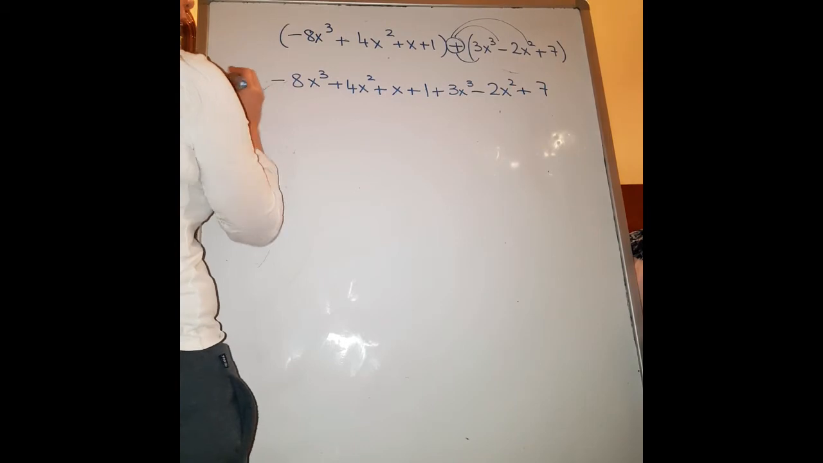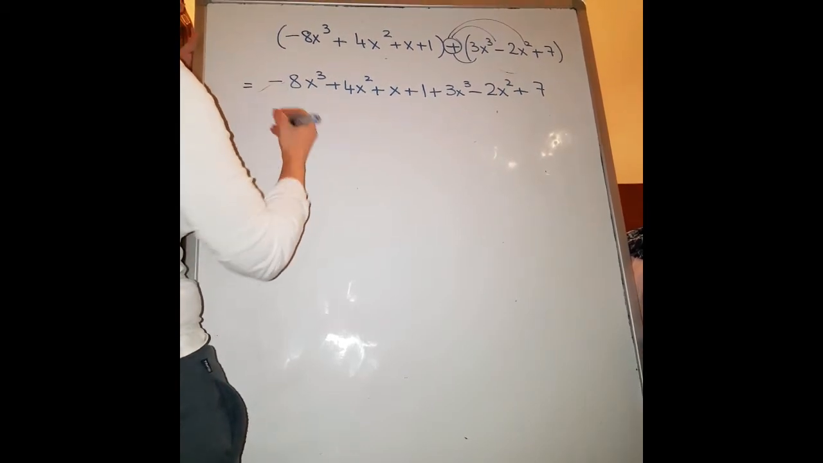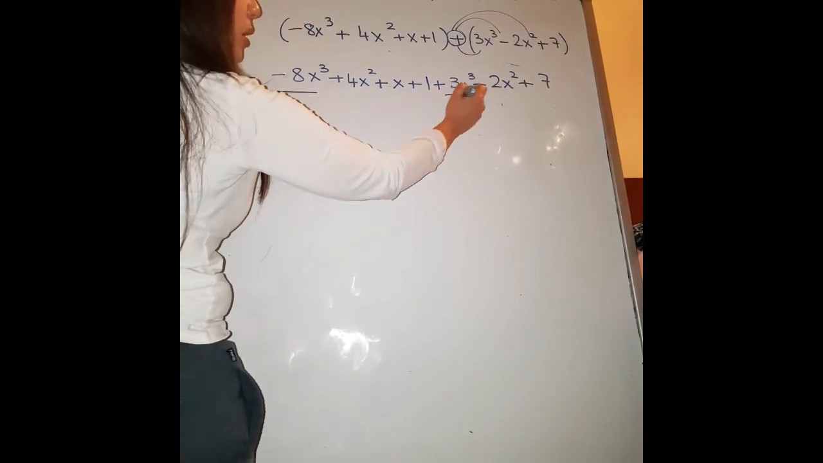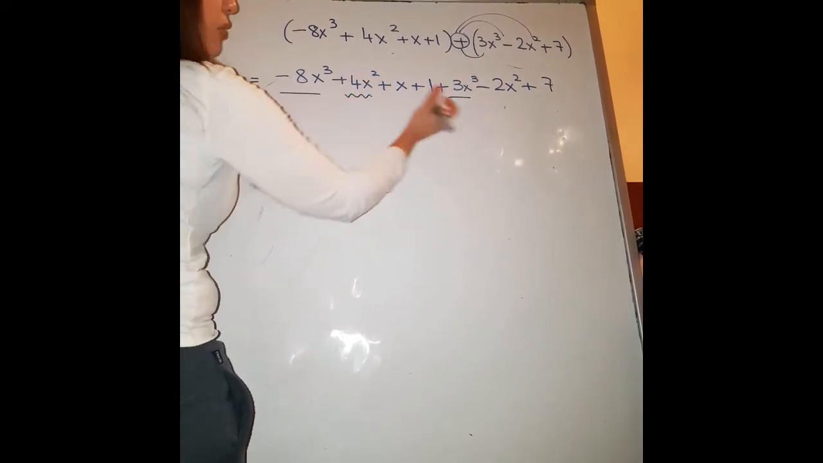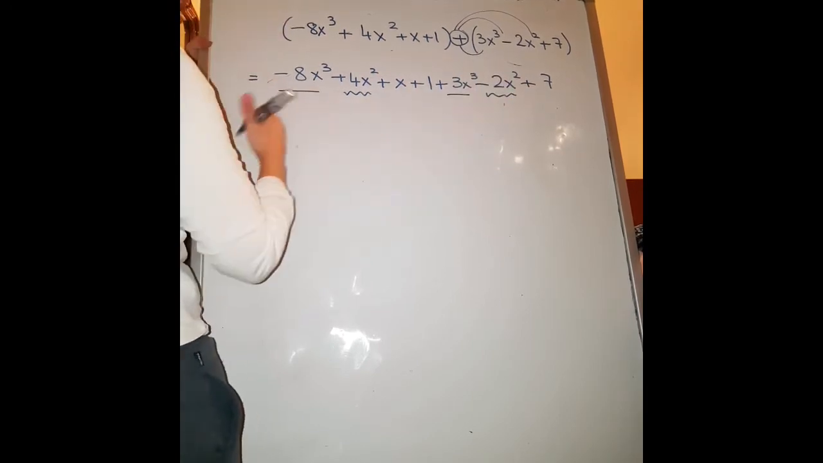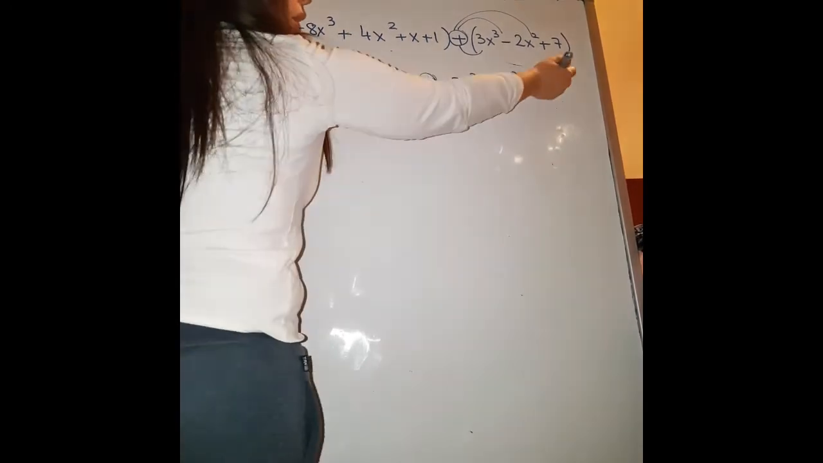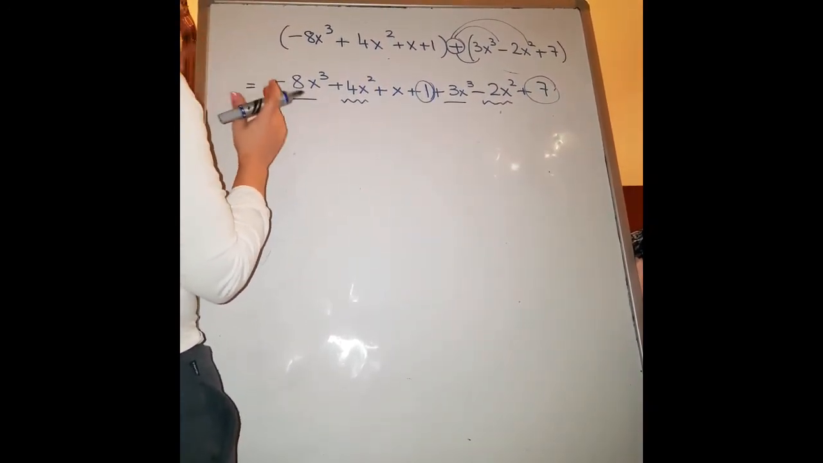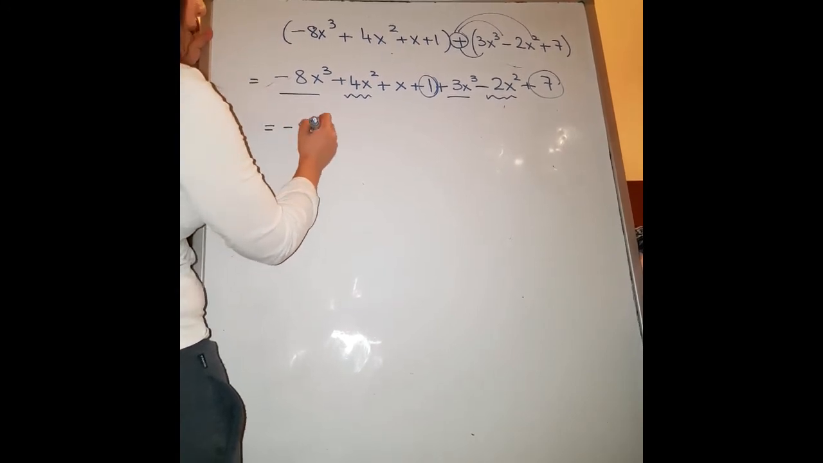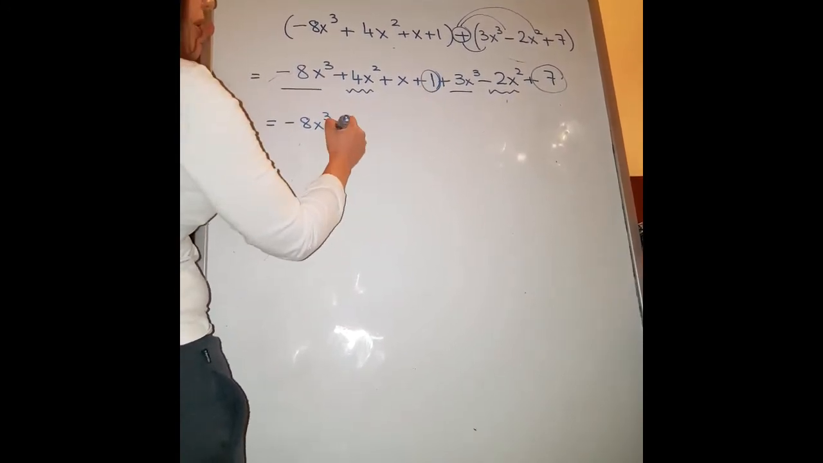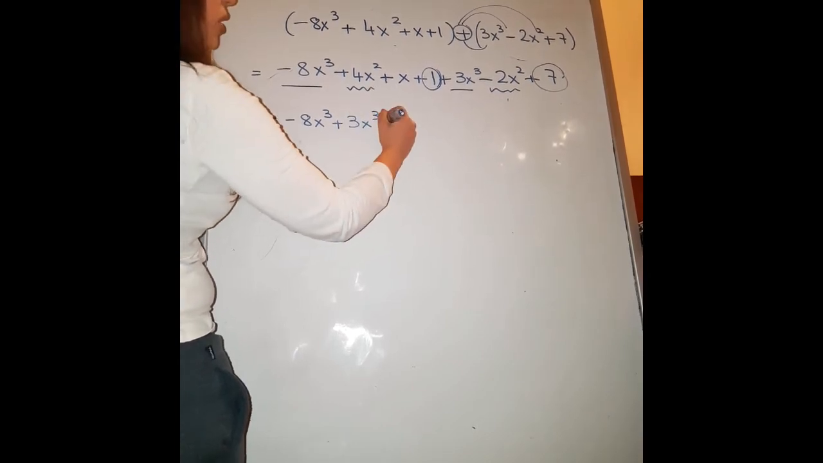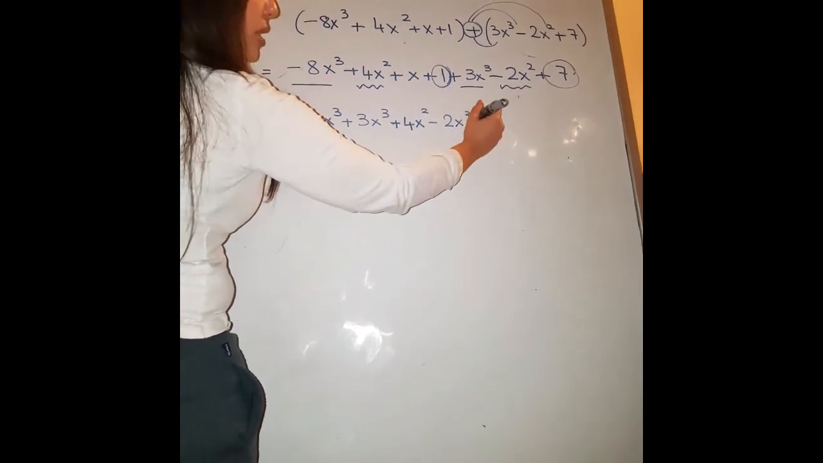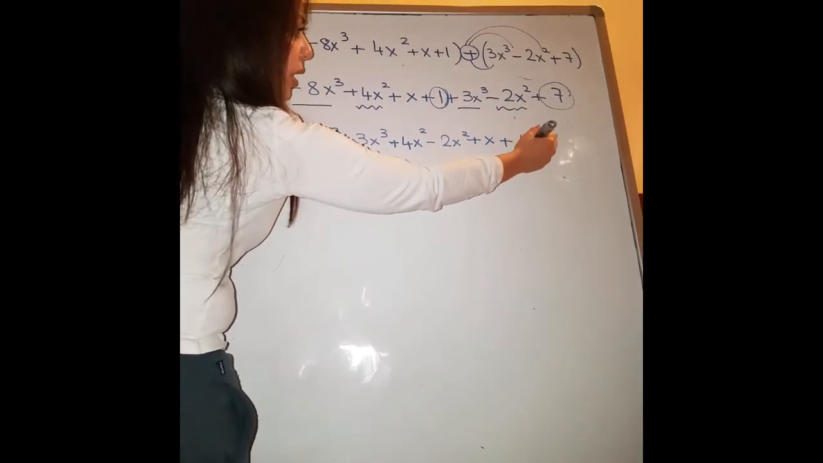And now I start looking for my like terms. I underline and I make zigzags on like terms. This to the power of 3 is similar to this. This is to the power of 2 and this is to the power of 2. And this plus 1 and a plus 7. How do I rewrite them? I grab them together and I put them beside each other. Minus 8x to the third, plus 3x to the third, plus 4x to the second, minus 2x to the second, and I have a plus x here, and a plus 1, and a plus 7.